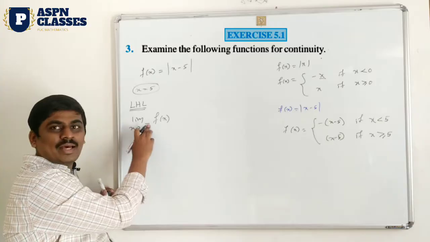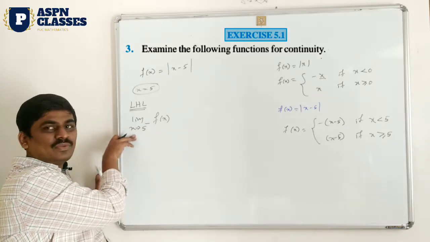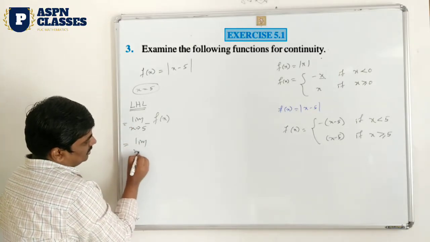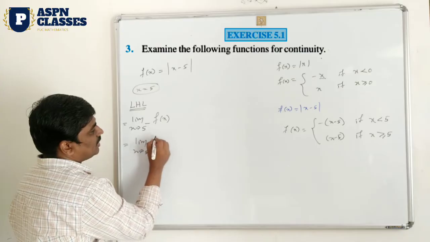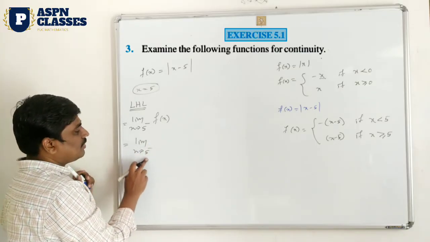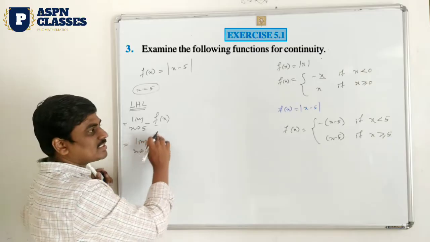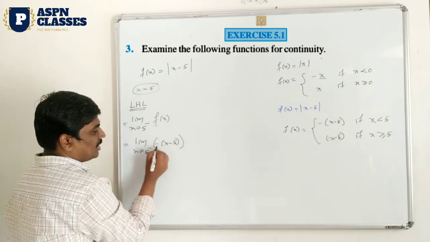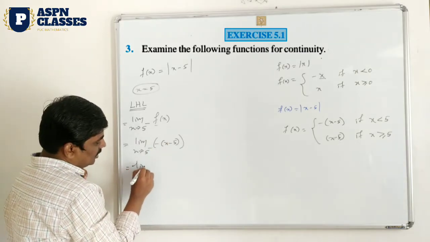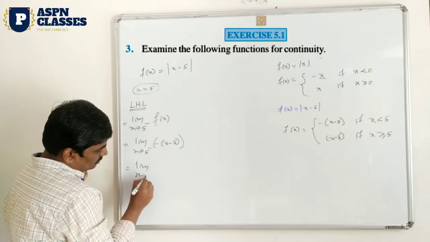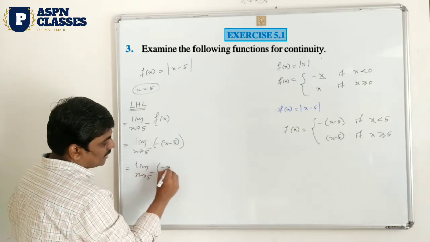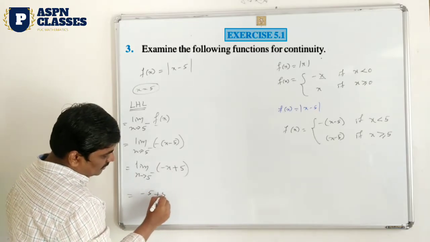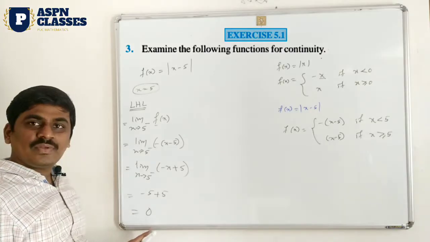See, this is x tends to 5 minus. This is not negative; the meaning is left hand side near value. Now you have to fill in this result. Limit of x tends to 5 minus, what is the f of x result on the LHL side? The LHL side is minus of x minus 5. Then check the result: limit of x tends to 5 minus of minus x plus 5. Apply this: minus 5 plus 5, you get the result 0. So this is your LHL limit.